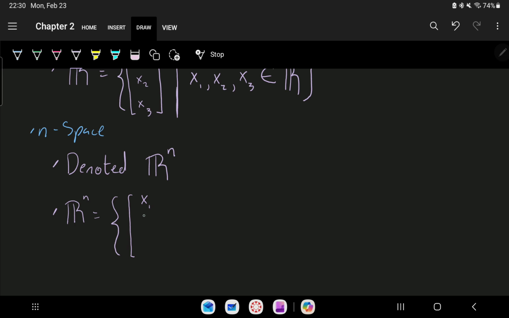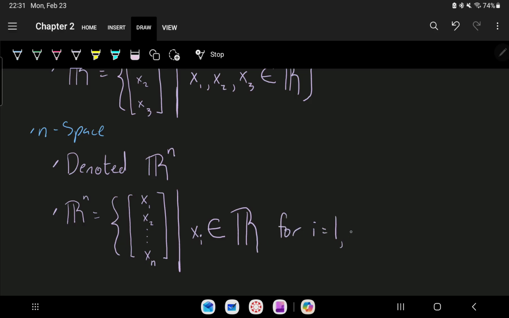If you remember from chapter 1, we have all these really general notations with the dots and everything, denoting that there's a lot of things in between, up until xn. And we're going to write this in set theory notation as xi in the set of real numbers for i equals 1, so on and so forth, all the way up to n.